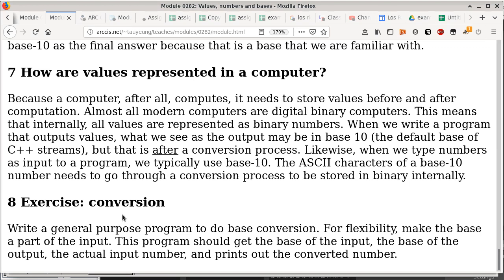And this section 8 is asking you, just as an exercise, to write a program to do the conversion. So write a program in C or C++ or whatever programming language you feel comfortable with and do a base conversion. And for flexibility, you might even want the program to parameterize the base as an input. So the input would be the value being converted in base 10 and the base to which you want to convert, and then it will print out the same value but in a different base. So try to write a program like that.